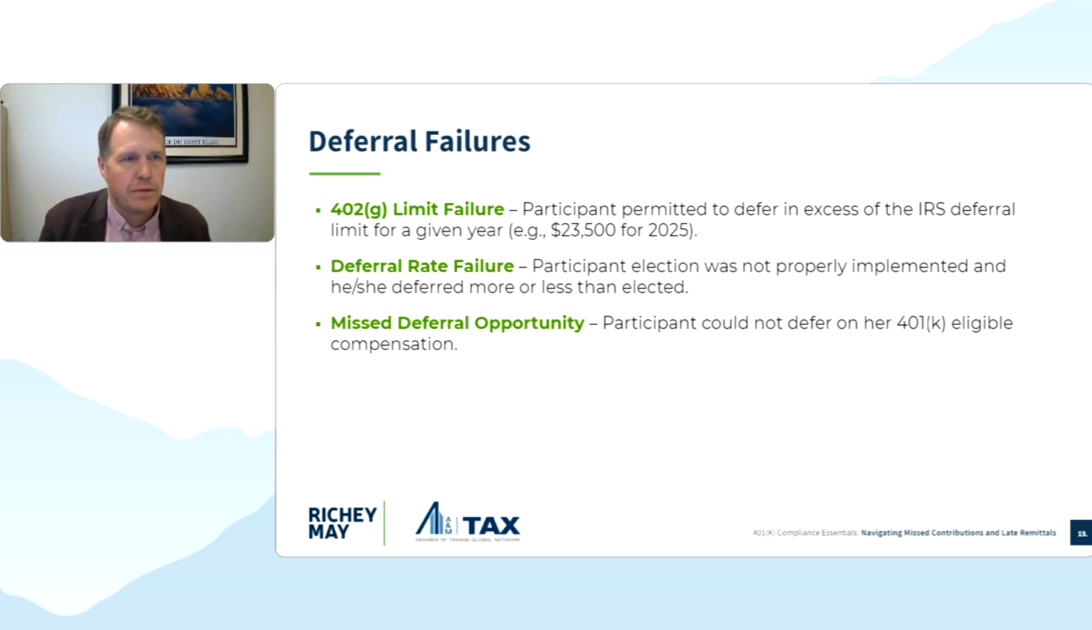All right. So jumping into actual failures that we see, if we kind of relate this back to qualification requirements, what we're looking at here in some aspects are the written plan document, and then also the operation in compliance with the specific Internal Revenue Code requirements as well. And we're going to start on the employee side of things. And the first one that plan sponsors may see is a 402(g) limit failure. And I don't know, Katie and Patrick, we did have a question come in.